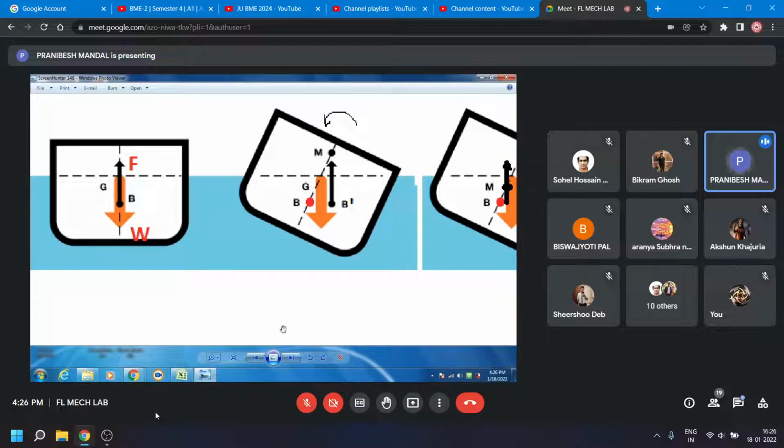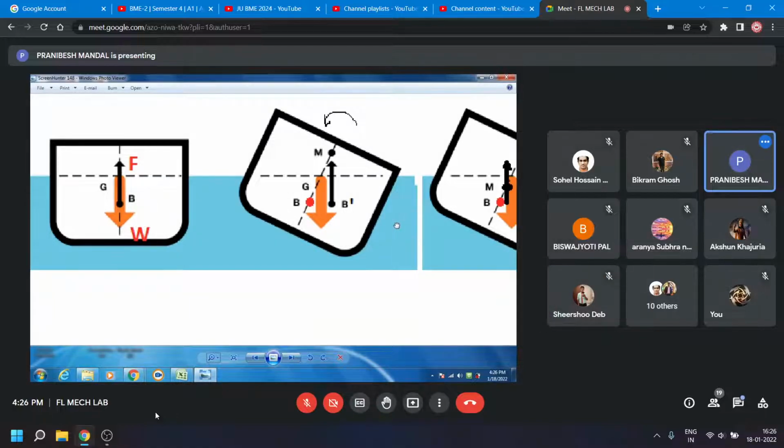So they will obviously have a moment, yes or no? Yes sir. For this case, in which way the moment will be? This will be in the counterclockwise direction, you can see it, right? Yes sir.